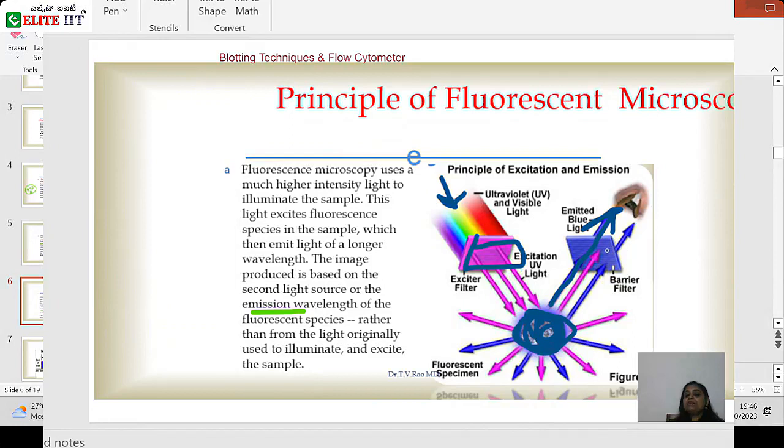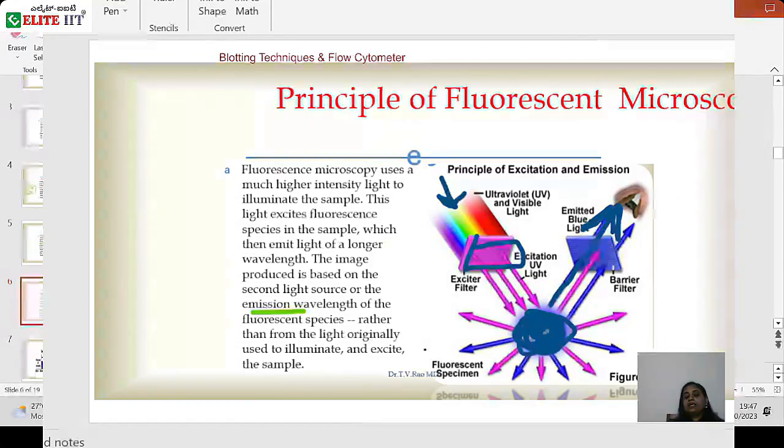So that means the color of the particle depends upon the emission wavelength of the light. Right? So emission is actually coming from the fluorophore. It is emitting because of the presence of the fluorophore. It is emitting the light.